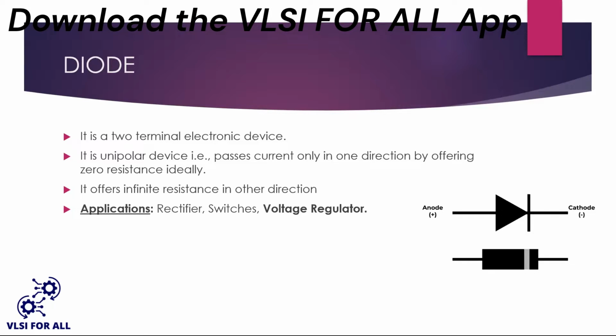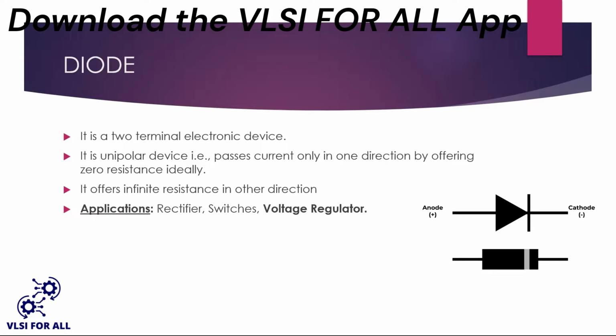are the materials that are used for making this diode, and we call it a unipolar device because it passes current only in one direction based on the applied voltage. Basically, it has two biasing modes. One is forward bias and one is reverse bias.